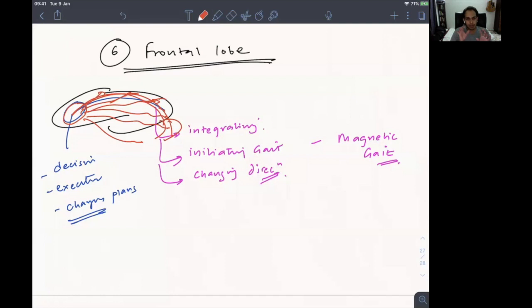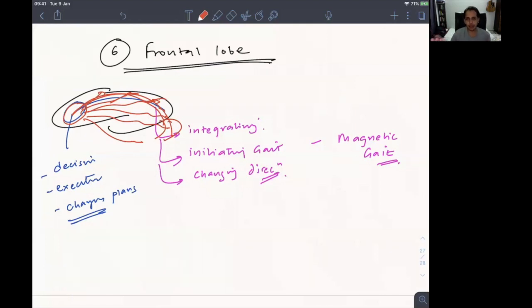Some people have described specific differences, but in general, it is important to remember that you have gait difficulty in initiation, in changing direction. You have a magnetic gait. You have gait apraxia. So you have difficulty in planning how to walk. So your motor function is okay, your sensory function is okay, your cerebellum is okay, but you are unable to plan. So it is like somebody's given you a confusing thing to do. So walking becomes a confusing thing.